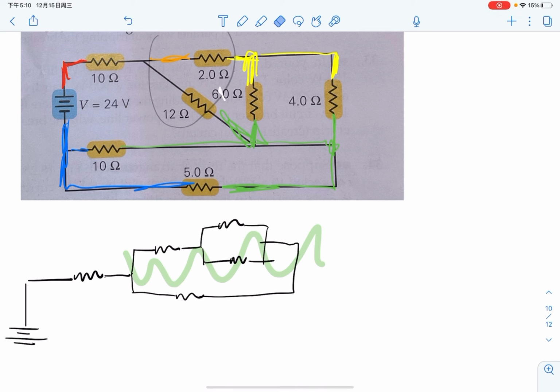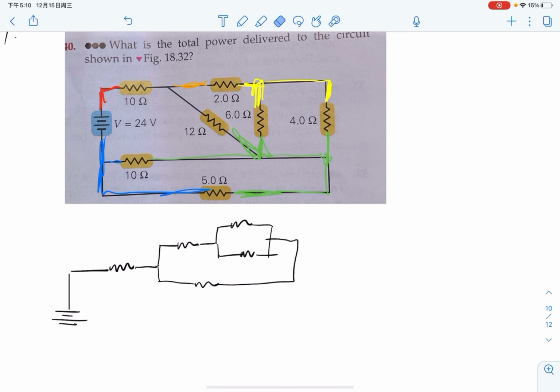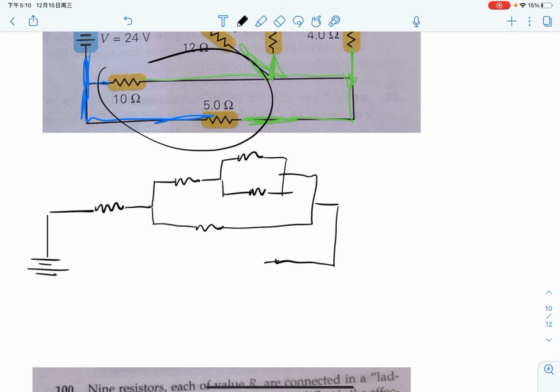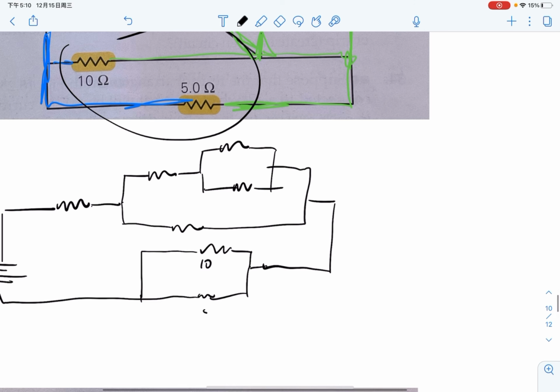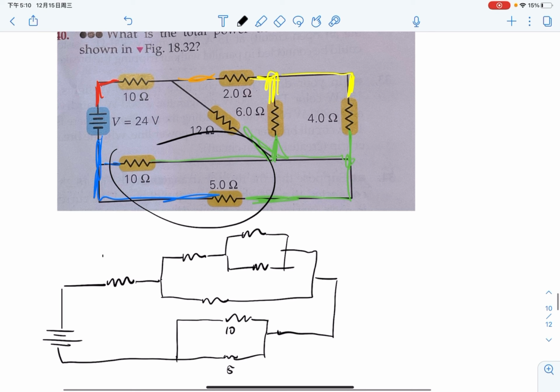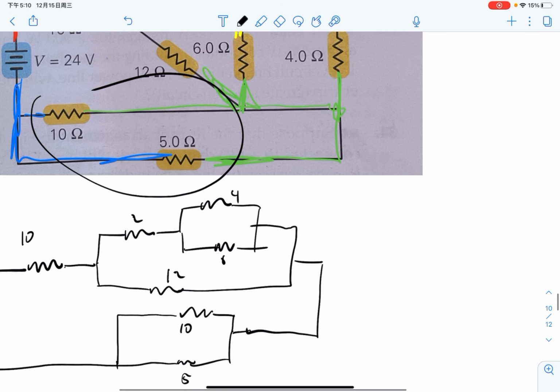And now you continue to draw. You can see these two are in parallel. So the first one is 10, and the second one is 5. 10, 5, 10, 2, 6, 4, and this one is 12. Okay.